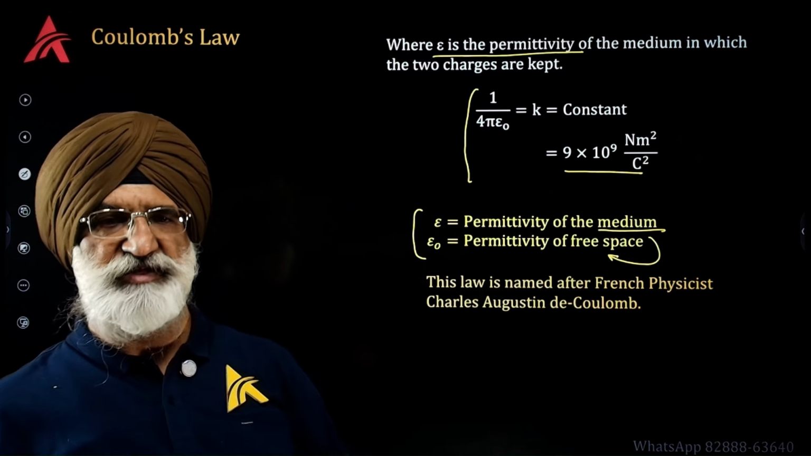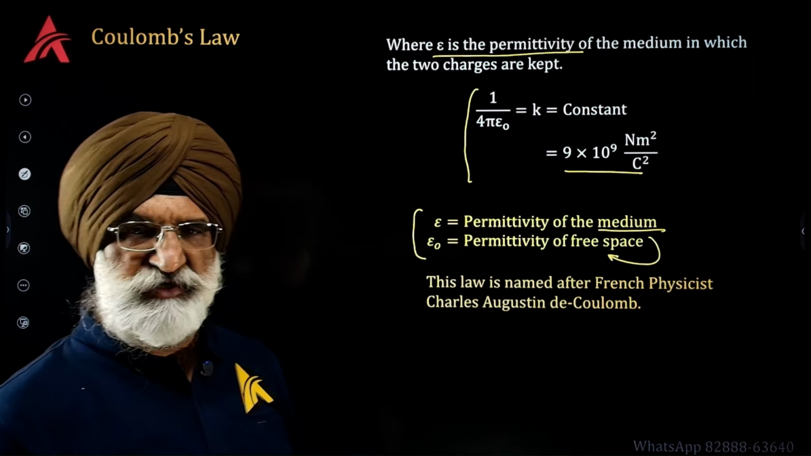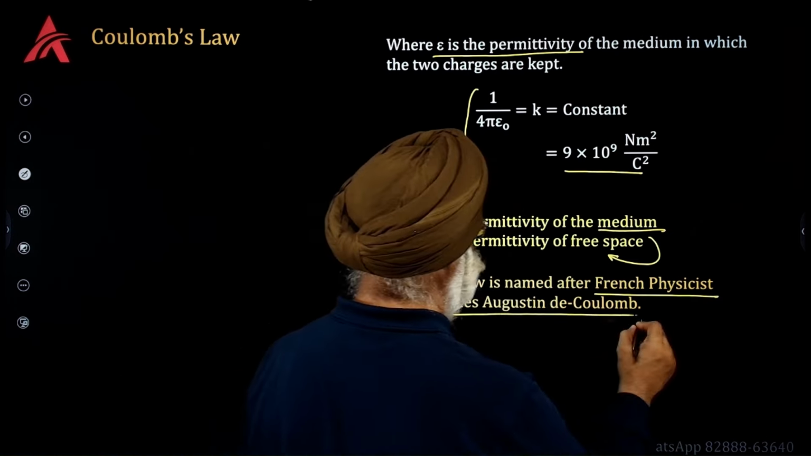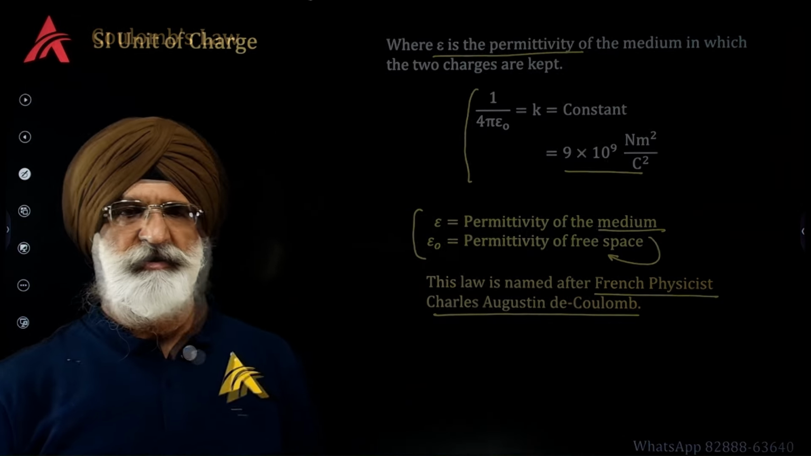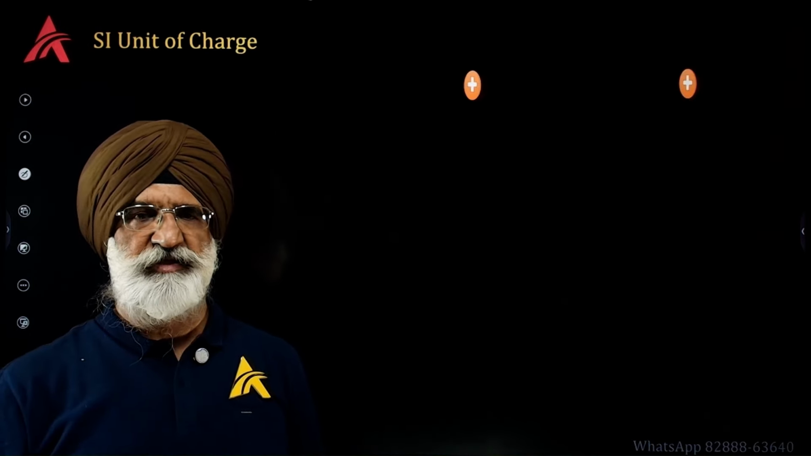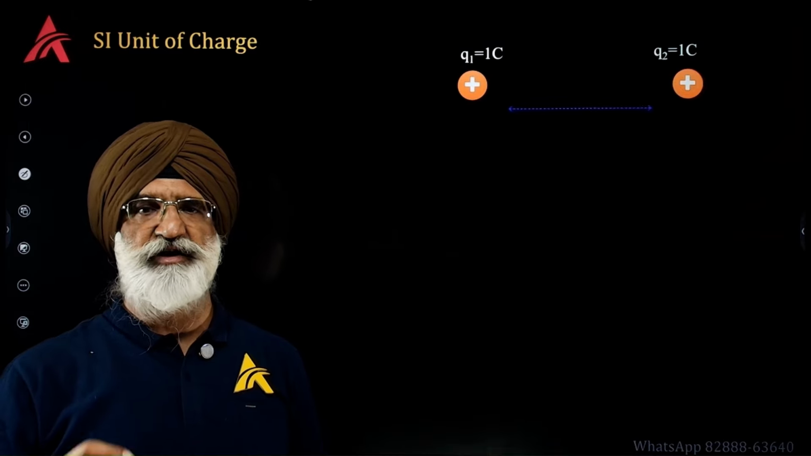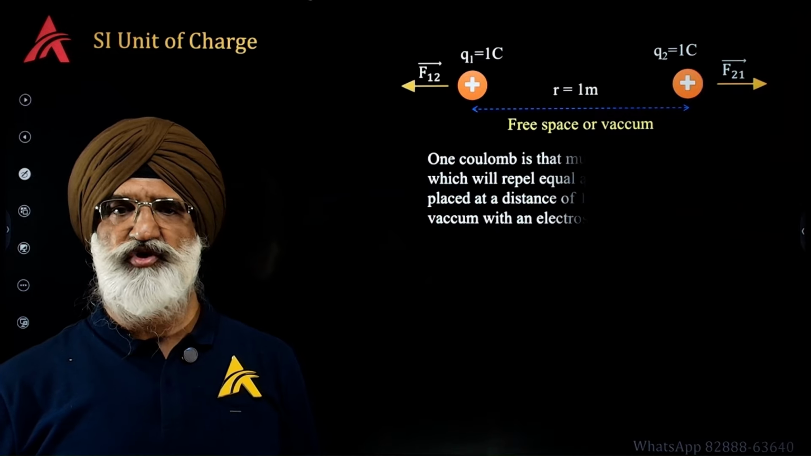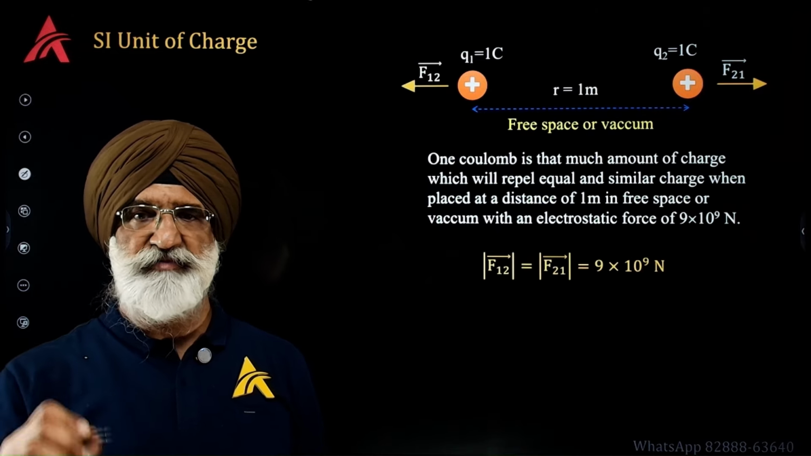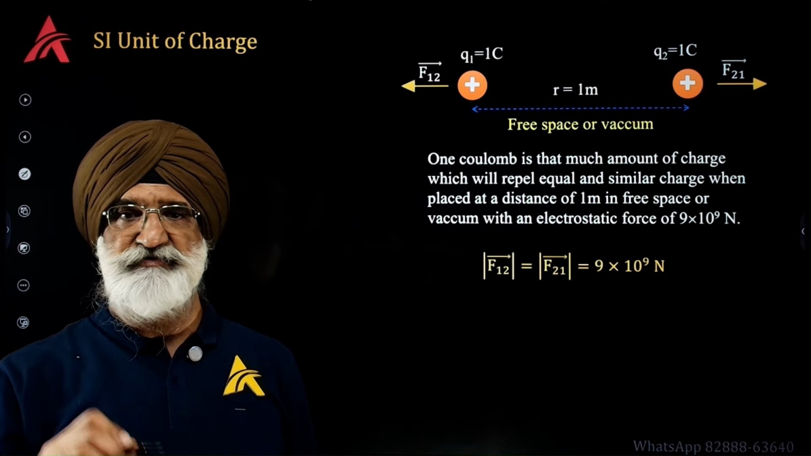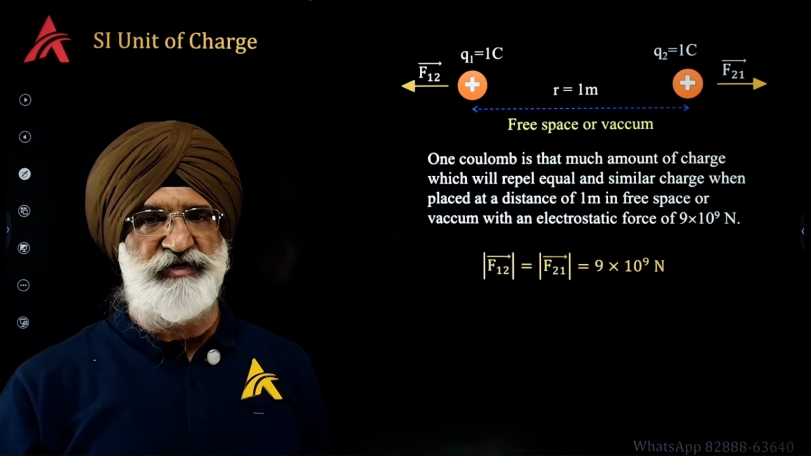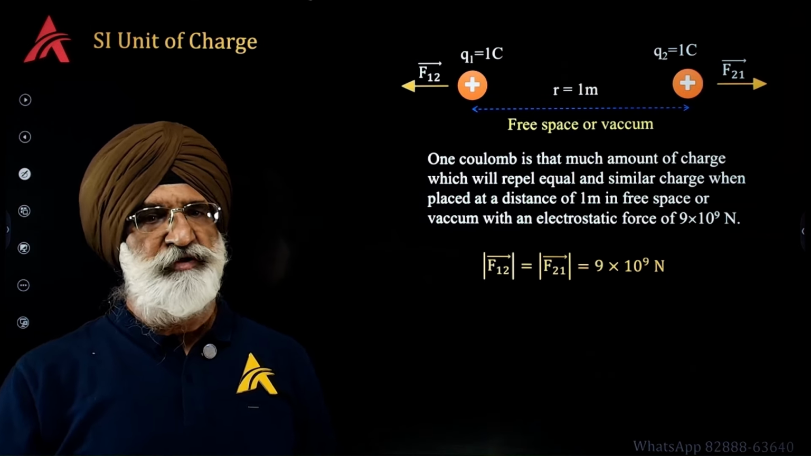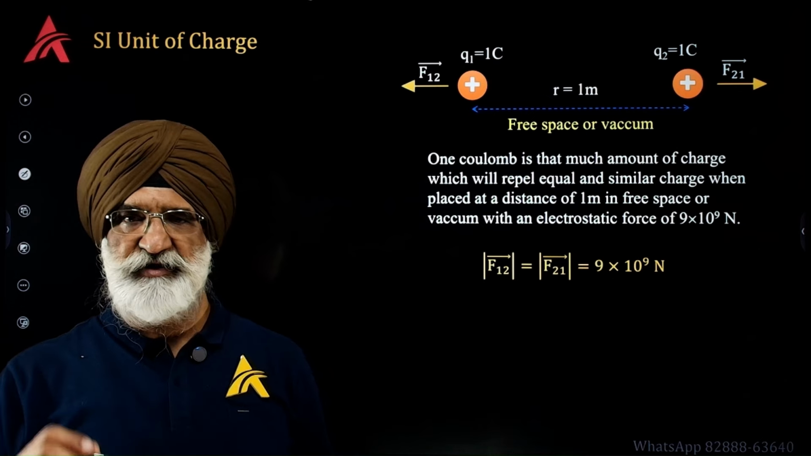You can even remember one thing, that Coulomb's law is named after a French physicist, Charles Augustin de Coulomb. SI unit of charge. SI unit of charge is the coulomb. Now the question arises, how do we define 1 coulomb of charge? 1 coulomb is that much amount of charge which will repel an equal and similar charge when placed at a distance of 1 meter in free space or vacuum with an electrostatic force of 9 into 10 to the power of 9 newtons.